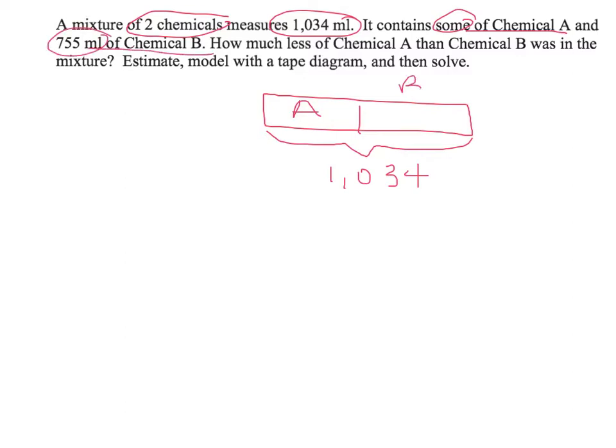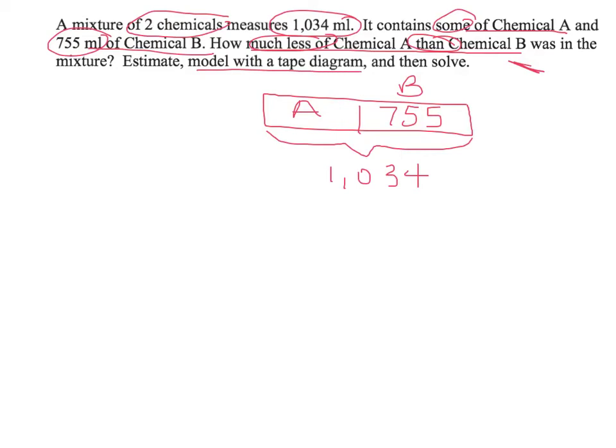Well, this is chemical B over here, but I know what that is. That's 755. How much less of chemical A than chemical B was in the mixture? How much less than tells me I'm going to subtract. Estimate, model with a tape diagram, and then solve. Well, we've just modeled it with a tape diagram. That's easy. We're done with that part.